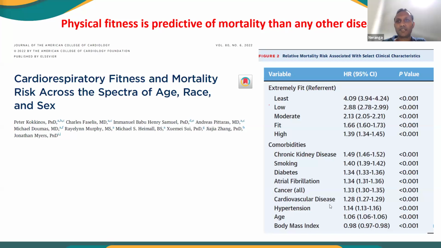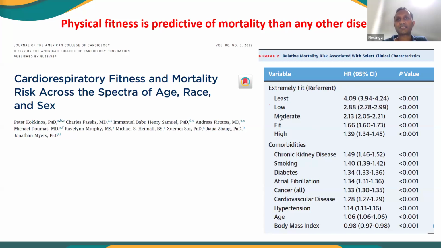Sometimes the patient is obese. There's the obesity paradox, where if the patient has a very low BMI, they can have a high mortality too. So that's around one. But diabetes is 1.34, smoking 1.4, CKD is 1.49. But if you look at a sedentary lifestyle, the least fit patients will have a hazard ratio of 4. It is more than diabetes or smoking or CKD.